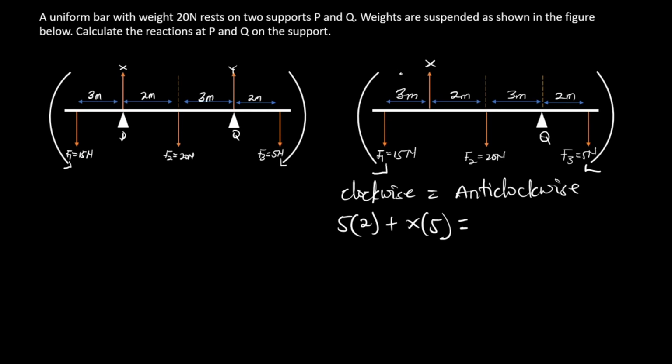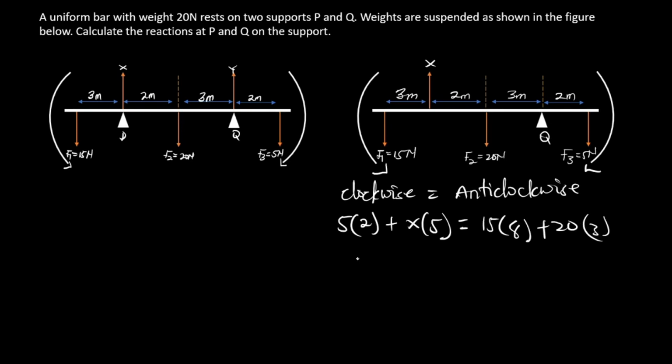The anti-clockwise moment is in this direction, so the force 15 over here has the distance 3, 2 and 3 as the distance between the pivot Q and this force 15. So we have 15 into bracket 3 plus 2 plus 3, which is 8, then plus, if you look at the force 20, we have the distance 3 meters between the force 20 and the pivot Q, so we have 3 there. So like that we are done with the clockwise moment and the anti-clockwise moment.